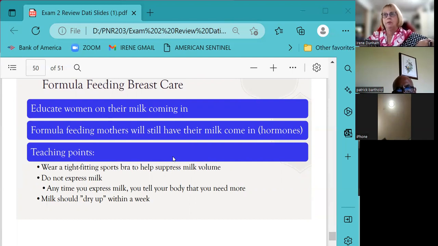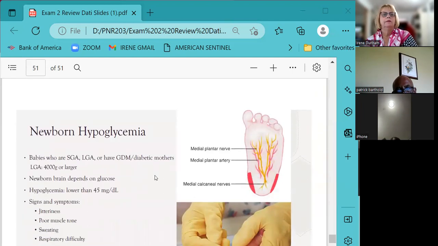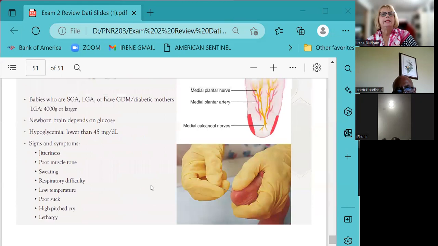Now, years ago, I'm going to tell you what we did. We took a big sheet and we wrapped our patients around and around and around, and then put a big old pin, made it tight. And that really suppressed the milk volume. It really did. If they're not breastfeeding, then don't express milk. Don't do that, because anytime you express milk, you're setting a signal for your body to make more milk. Okay, so you don't want to do that. And then the milk will dry up within a week.